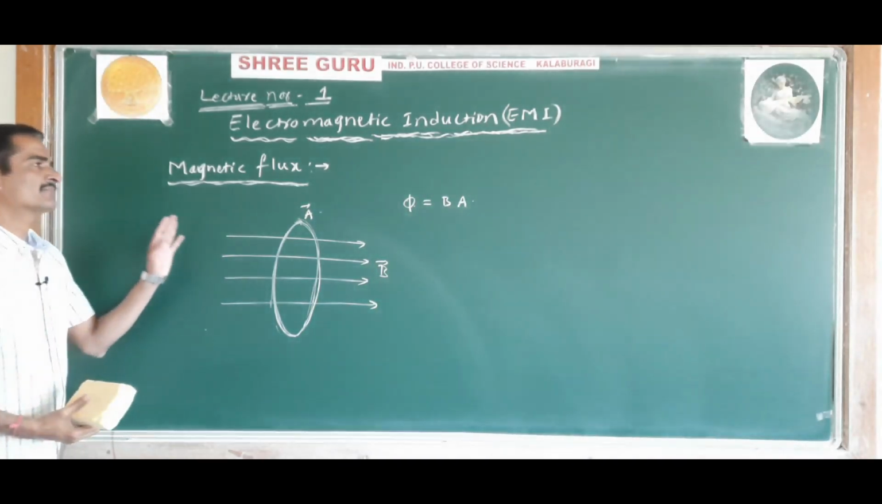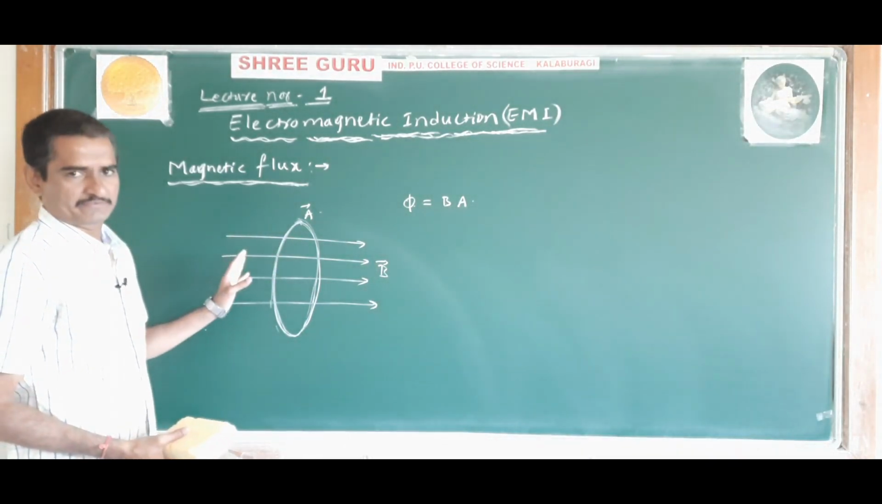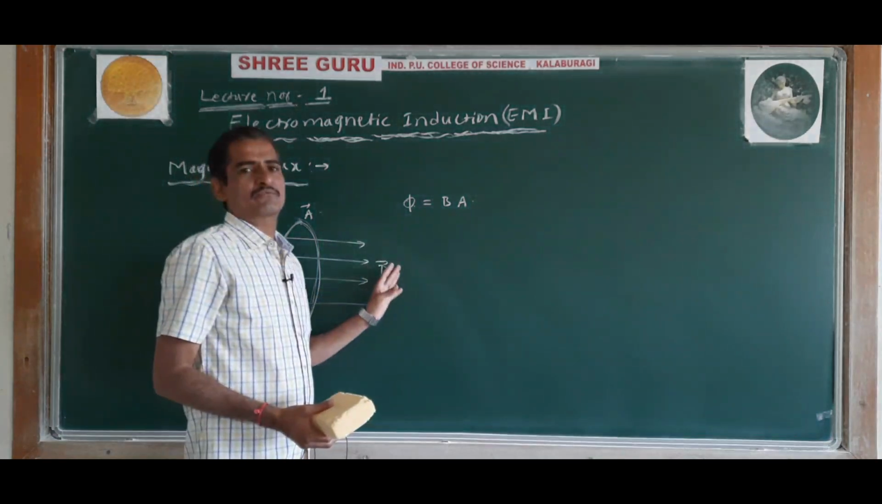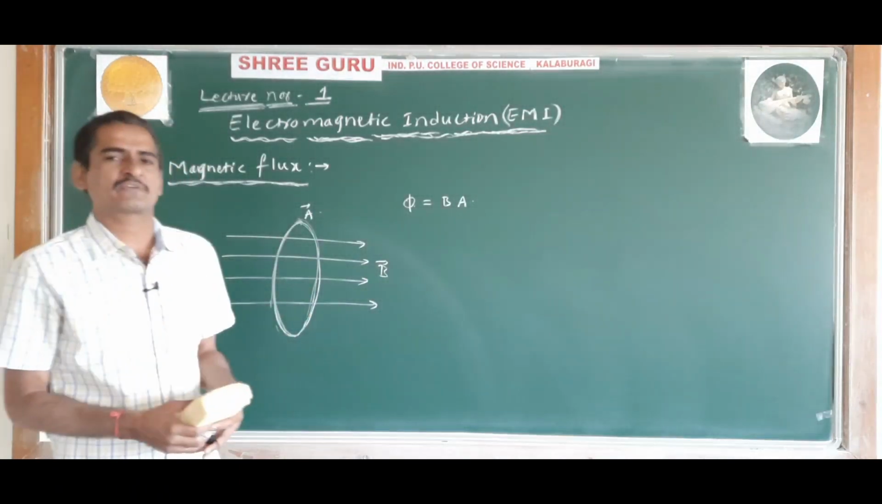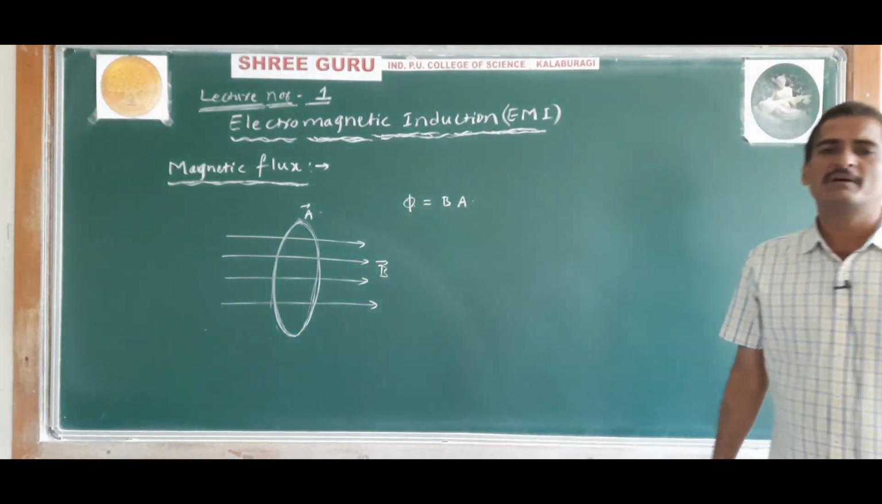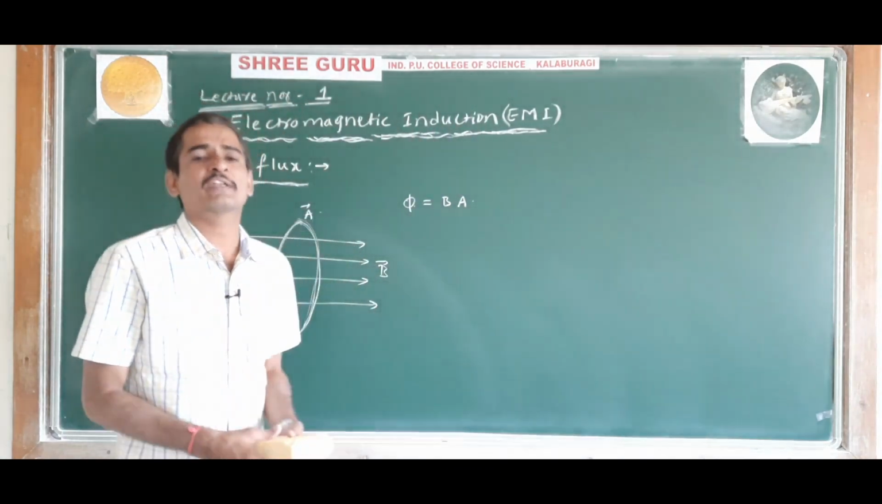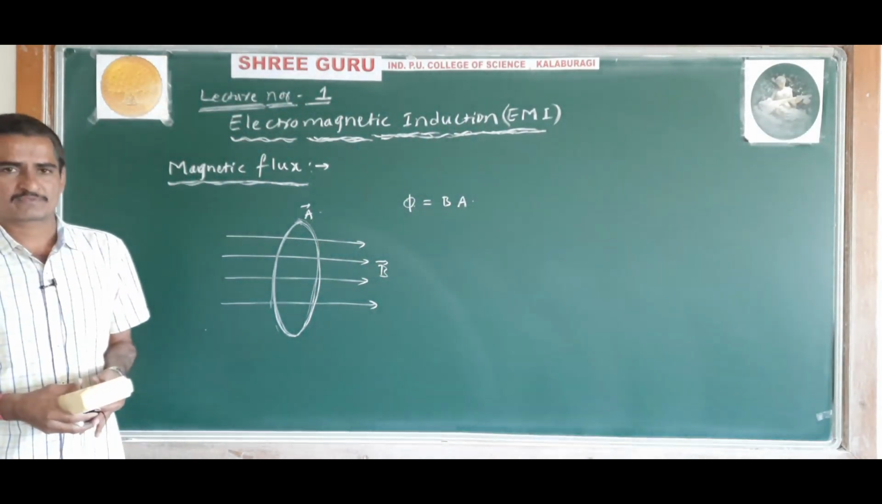See here, what is magnetic flux? First you understand. The magnetic flux through a surface placed in a magnetic field is defined as the total number of magnetic field lines which pass through that surface perpendicularly. Understood?